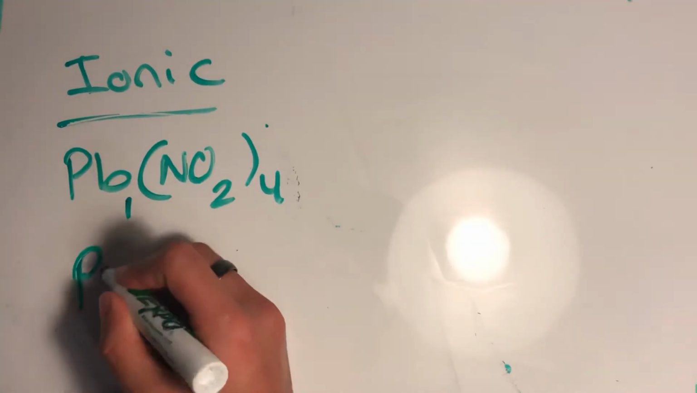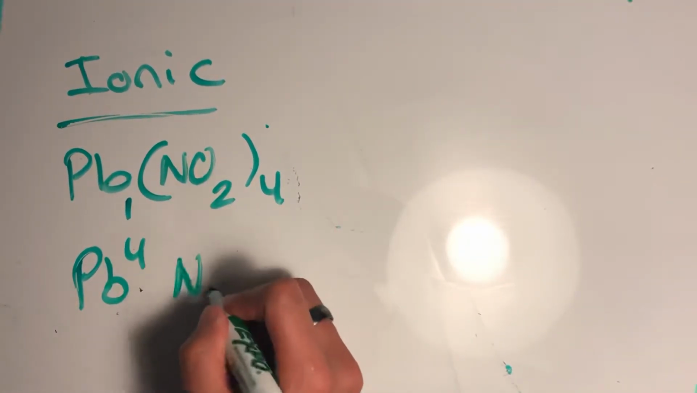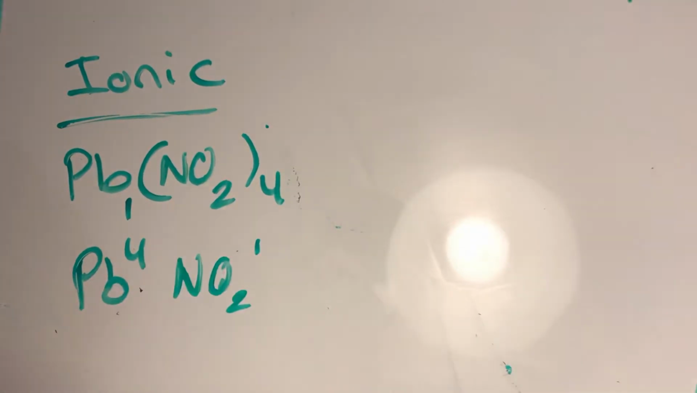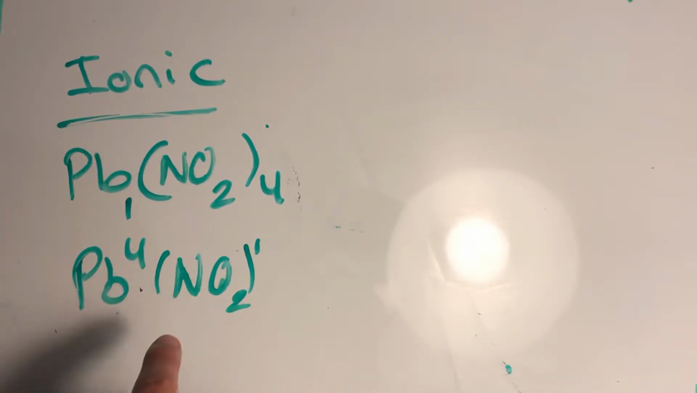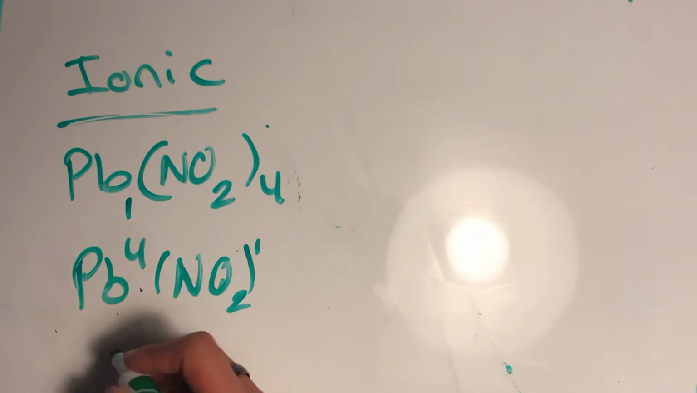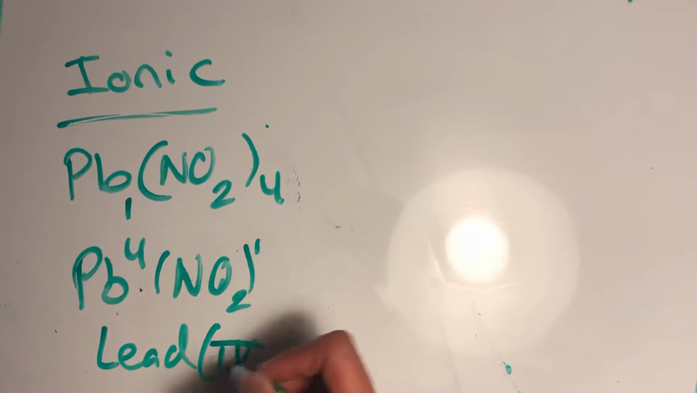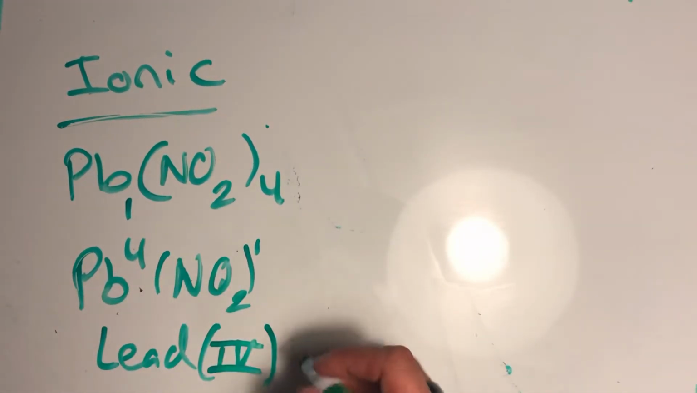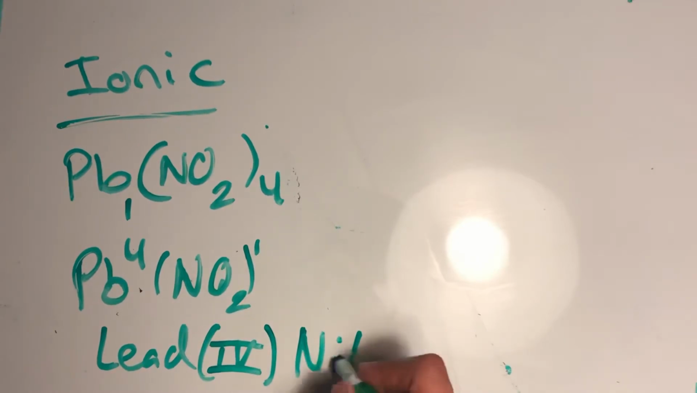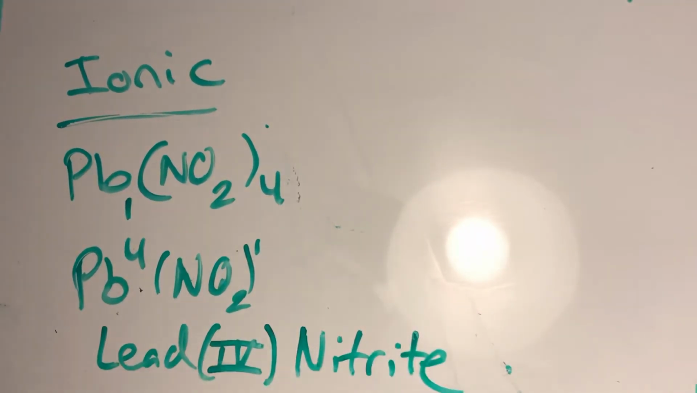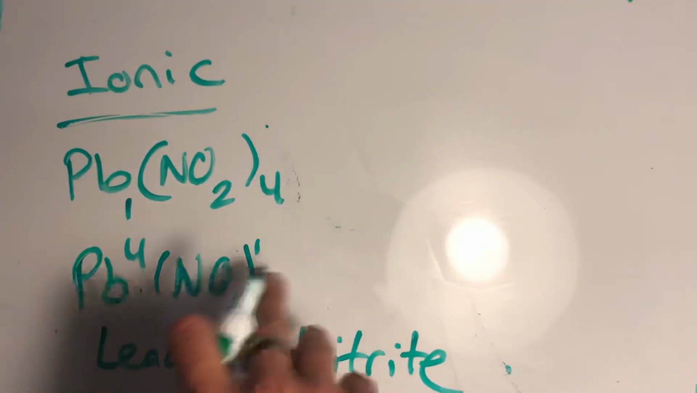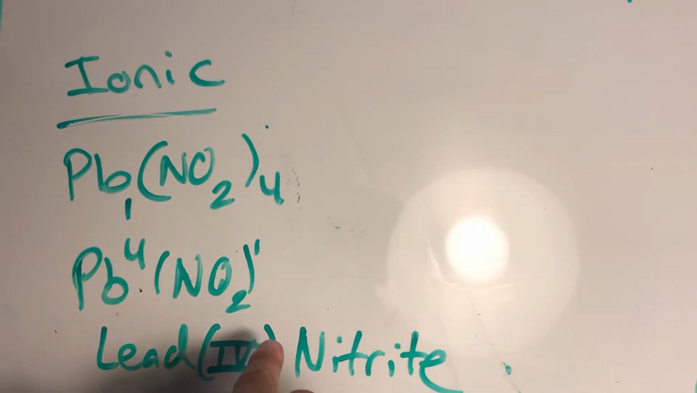So at the end, you're going to get Pb4(NO2)1. Now, this 4 is really going to matter because that number is very important to this specific compound. And the one up here does not really matter that much. So this one, you're going to get lead 4. And normally you write it in Roman numerals, kind of make it look cool. Nitrite. So yeah, basically that's how you do it. You take the 4, you put it back there.